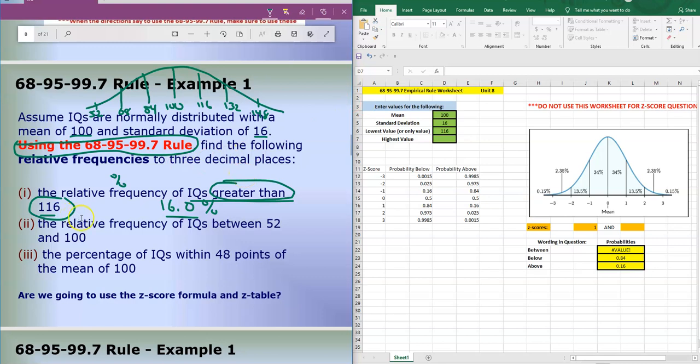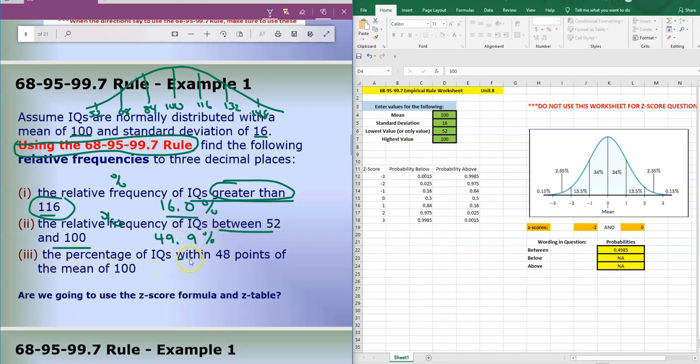The relative frequency, or actually, again, let's practice percentages, of IQs between a 52 and a 100. Well, that means I'm going to go back here, and for the lower value, put the 52, the higher value, put 100, and press enter, and go look at the between number. It's 49.85%, so I would put 49.9%.